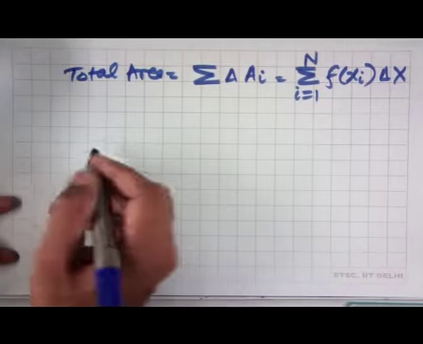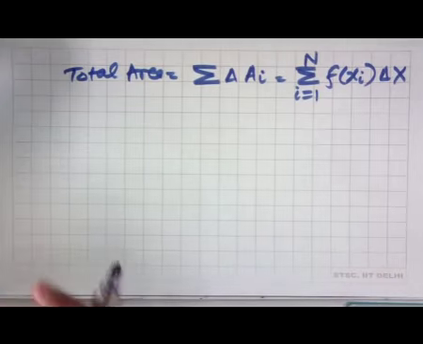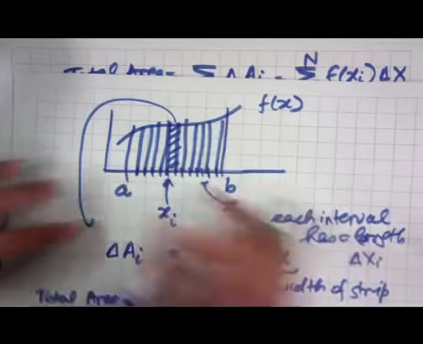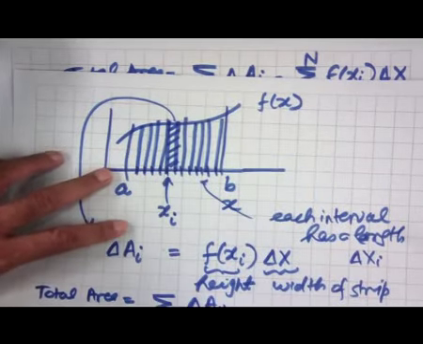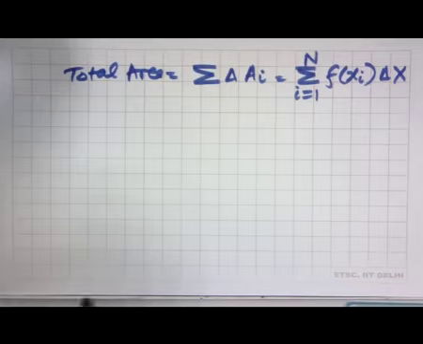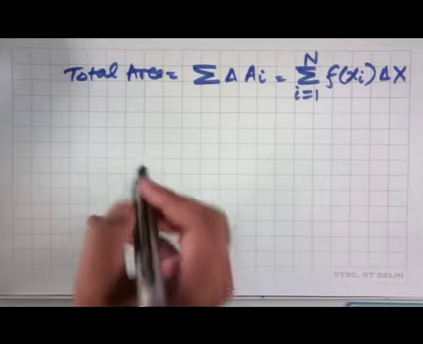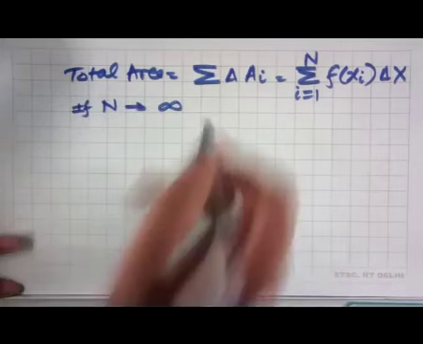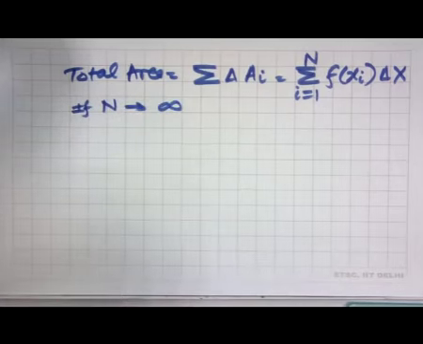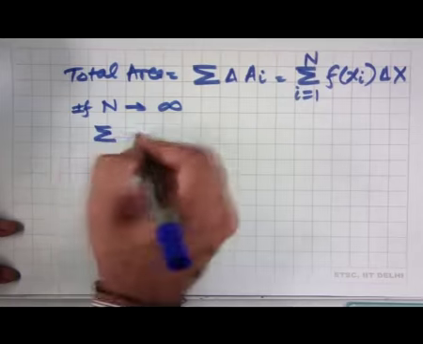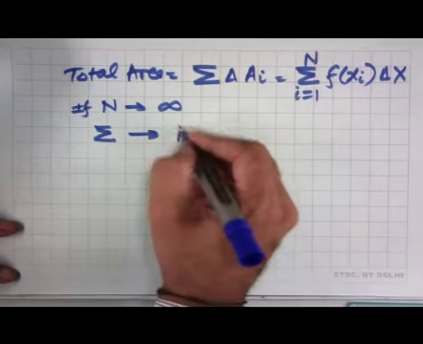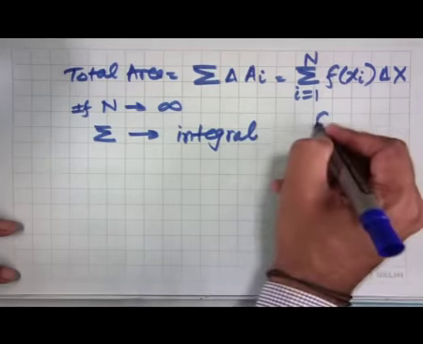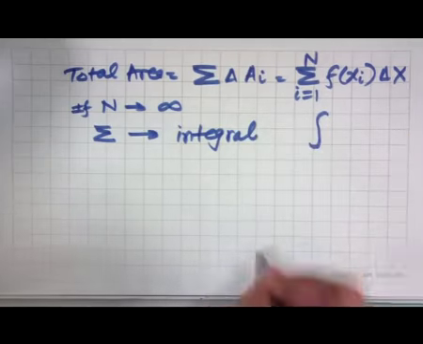Now, if we want this summation of area to match the exact area, we should make these rectangles smaller and smaller. So what we say is, if n tends to infinity, that means n becomes very large, then the summation sign which we have, we call this the integral, and we use a symbol which is like an elongated S.